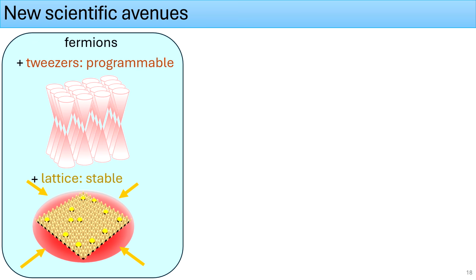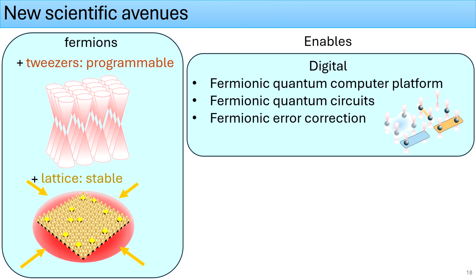So what are the outlooks that we can pursue with this machine? We have tweezers, which are programmable, and we have an optical lattice, which is very homogeneous and a nice reservoir for the atoms to sit in. And these two fundamental ingredients help us to perform digital quantum computation. These are all new proposals that have just come out in the last one or two years. We established, so to say, a fermionic quantum computer with this platform.